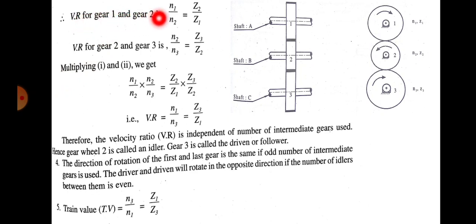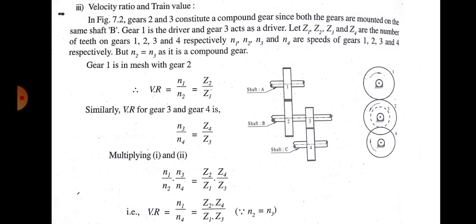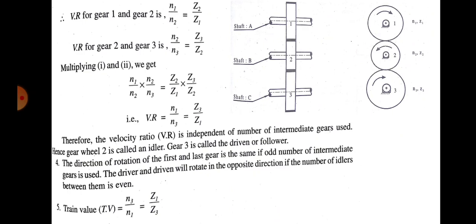Right, so you have it here. When I consider only these two gears, the first and the second gear, I'm not bothered about the third right now. I'm only concerned about first gear and second gear. So the velocity ratio of first and second will be N1 by N2 is equal to Z2 by Z1. Simple. Now let us assume only the next two gears, that is gear 2 and gear 3.